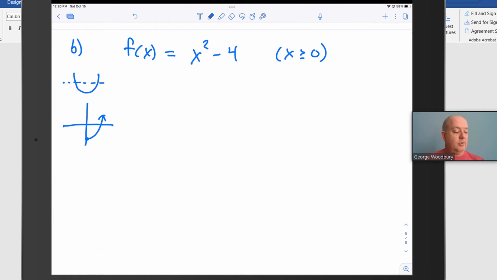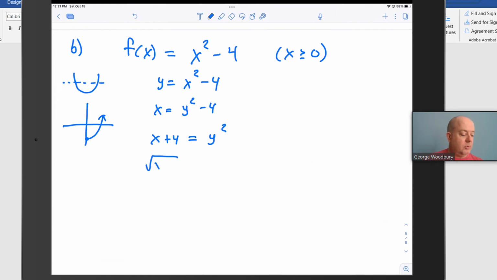We'll use the same steps. Y equals x squared minus 4. Switch x and y. X equals y squared minus 4. Solve for y. Add 4 to both sides. X plus 4 equals y squared. And then we can take the square root of both sides. The square root of x plus 4 equals y. That is our inverse function.